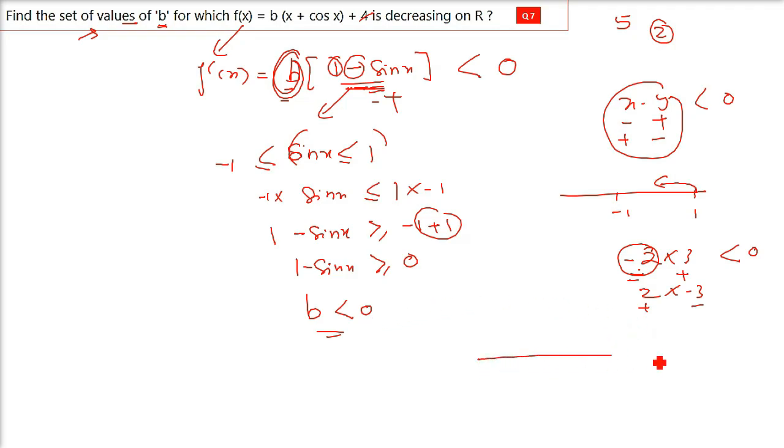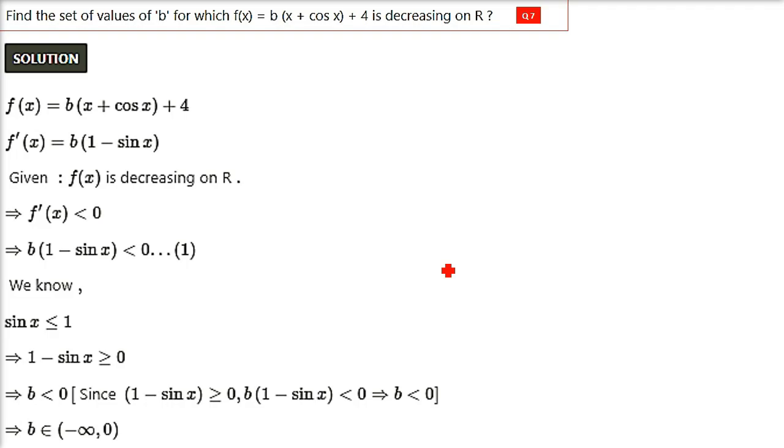Let me make a number line. Less than 0 means what? Anything which is below 0, but to what extent will it go? It will go to -infinity. So this -infinity is the last thing we can reach. So B belongs to -infinity to 0. This is one way of saying that B is less than 0. Now this is the way you are going to write.